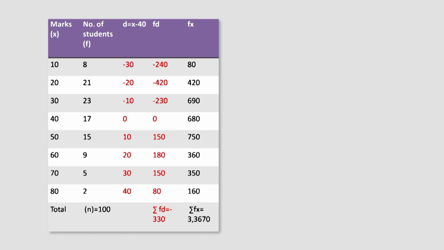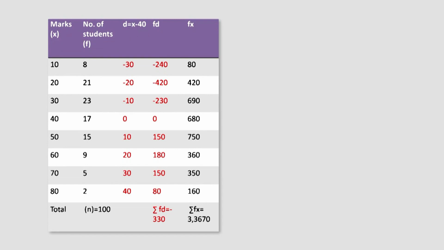So, the values of the variables are denoted as x, as I told you. The values of those variables are denoted as x. So, it is given that x is 10, 20, 30, 40, 50, 60, 70 and 80.